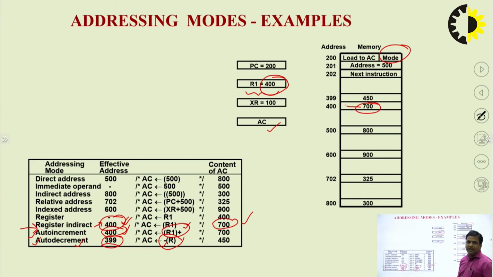So that will be decremented by 1, and there will be no change in case of auto increment because it will increment post, right? So what is the value at 400? That is 700 again if it is auto increment. If it is auto decrement, the value will be 450 because at location number 399 the content is 450. So once you are clear with the definition of the addressing modes, you should be able to compute the effective address and the content of the accumulator, right?